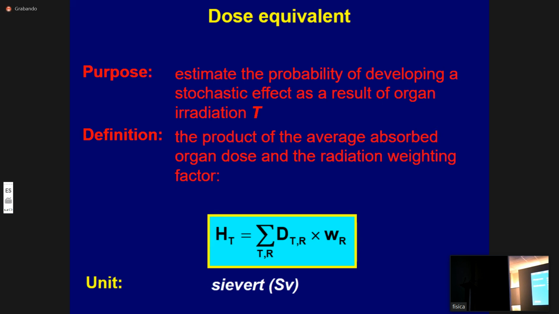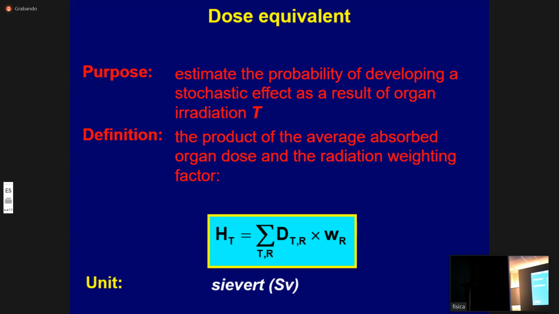In the case of the development of stochastic effects, the relative biological efficiency of radiation weakly depends on the properties of the irradiated organ. Therefore, instead of the RBE coefficient, the corresponding radiation weighting coefficient W with index R is used to characterize these effects. The product of the absorbed dose in an organ or tissue and the weighting factor for a given type of radiation is called the equivalent dose.